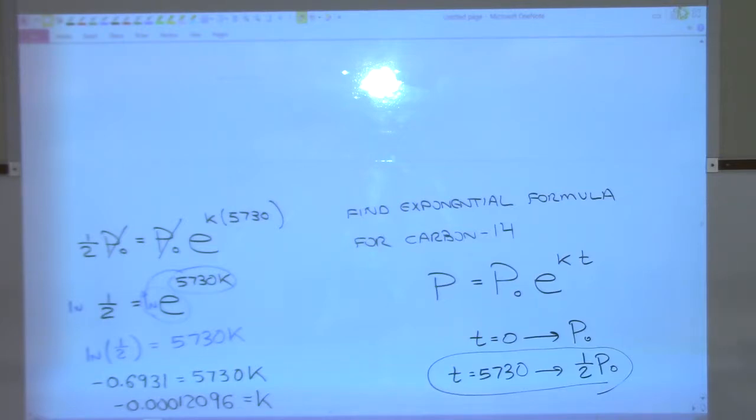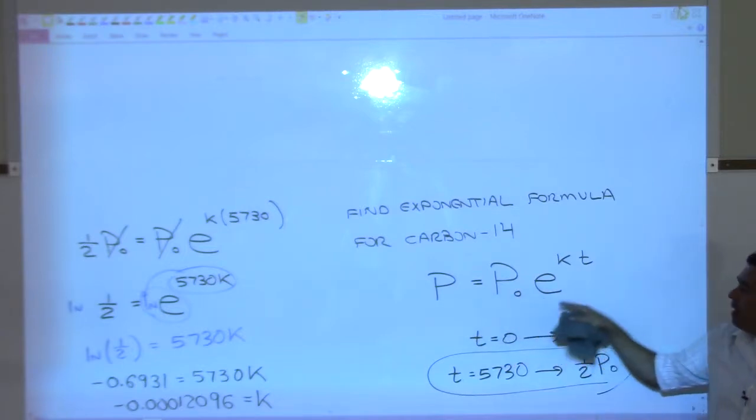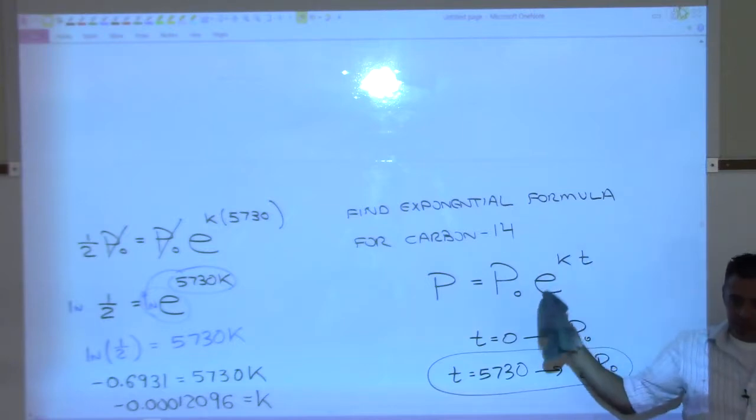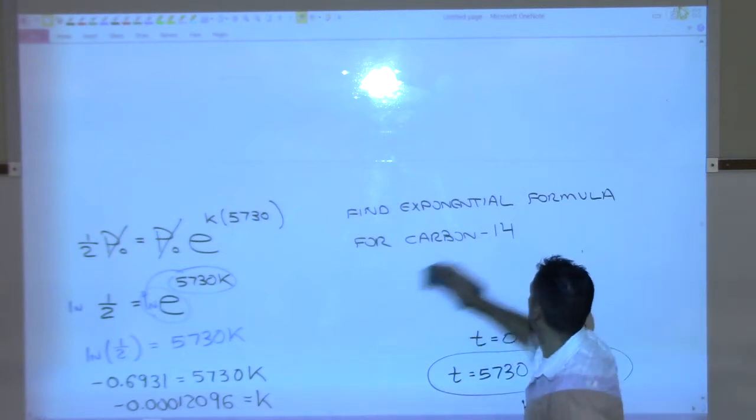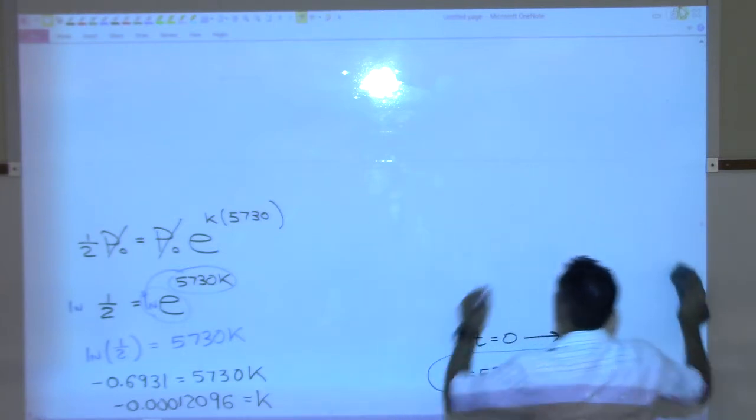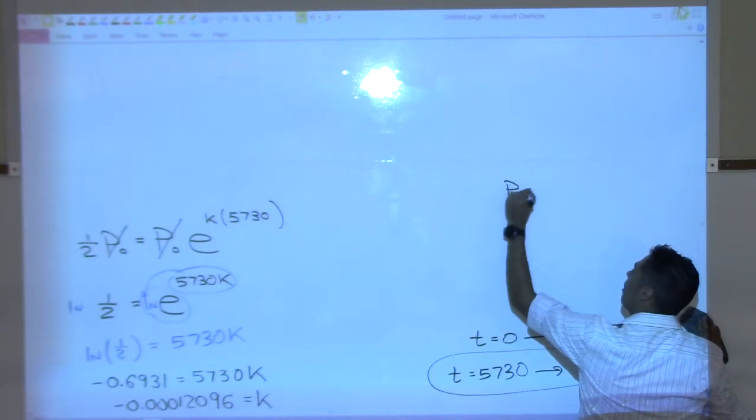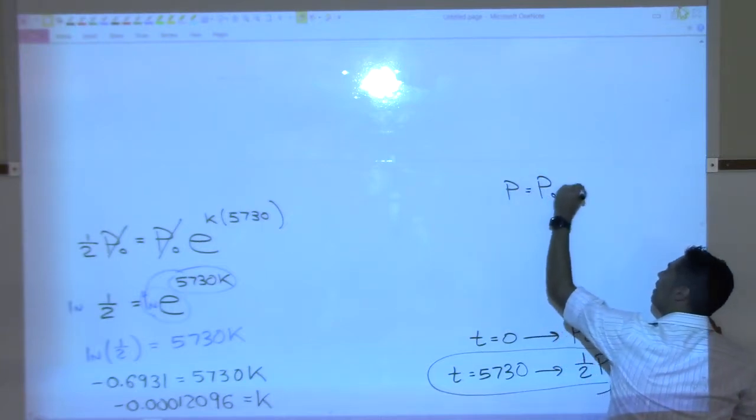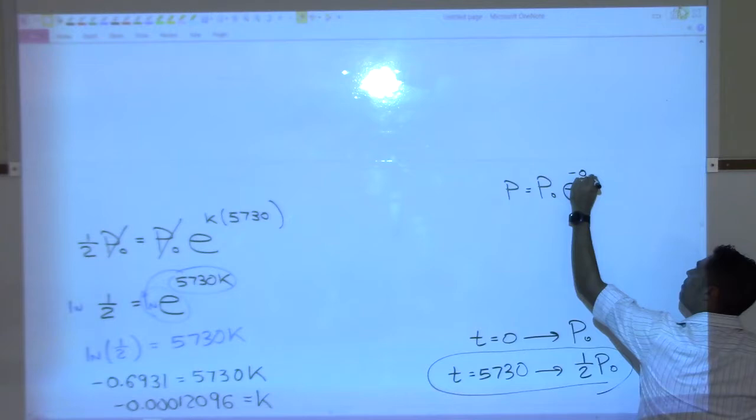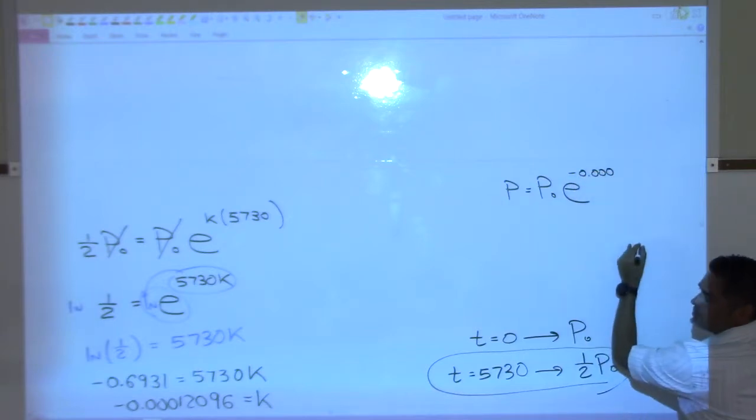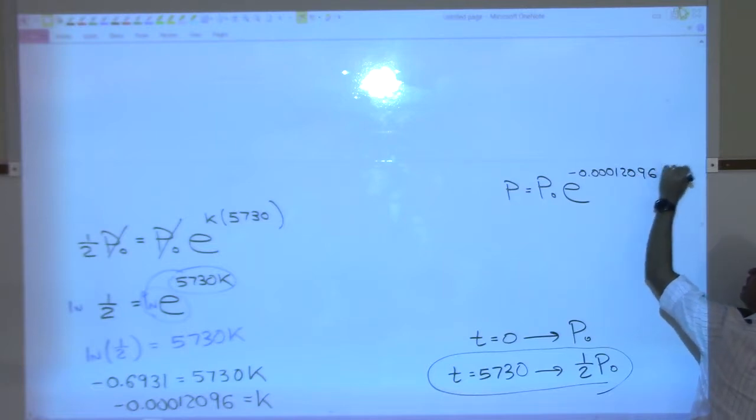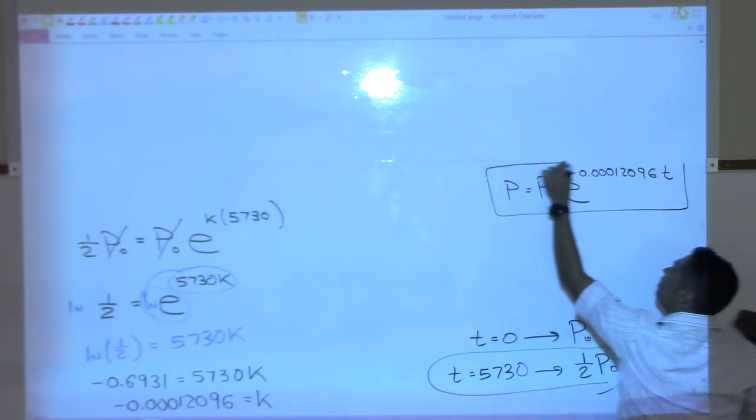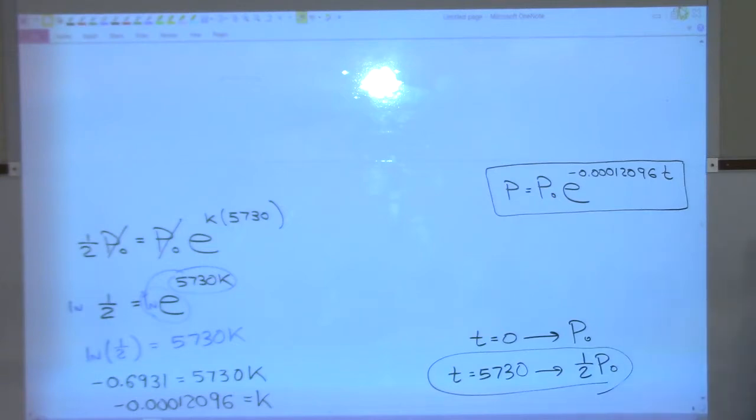Once we have K, we come back to our master formula right here, and we replace K, and now we can answer any question that anyone asks us about carbon-14. So I'm going to rewrite this. I'm going to put it up here. We have P equals P sub 0, E to the negative 0.0001296 T, and that is the formula I will use for carbon-14.